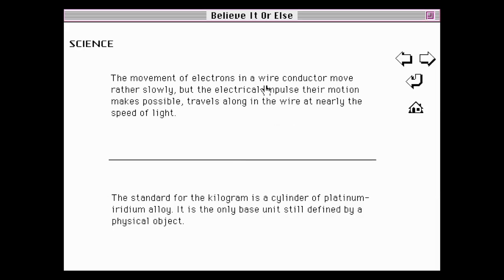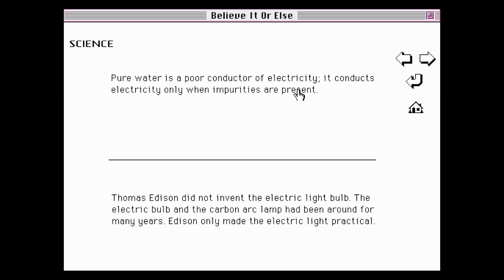The movement of electrons in a wire conductor move rather slowly, but the electrical impulse their motion makes possible travels along the wire at nearly the speed of light. Pure water is a poor conductor of electricity. It conducts electricity only when impurities are present. Thomas Edison did not invent the electric light bulb. The electric light bulb and the carbon arc lamp had been around for many years. Edison only made the electric light practical.